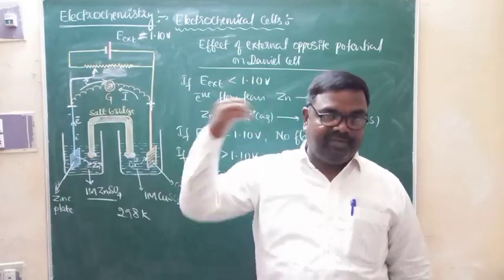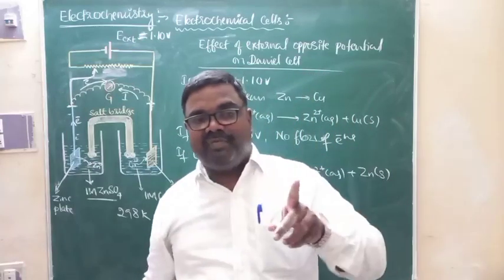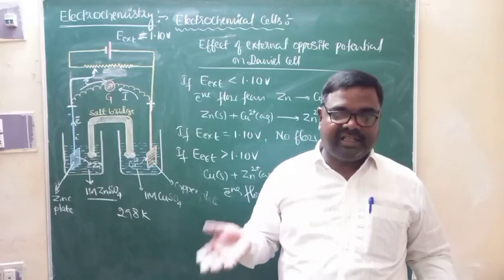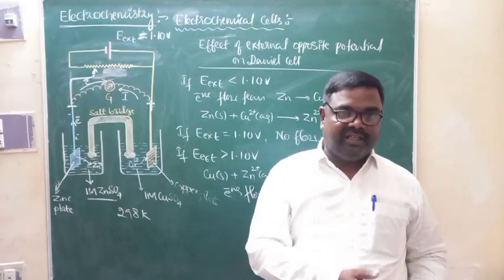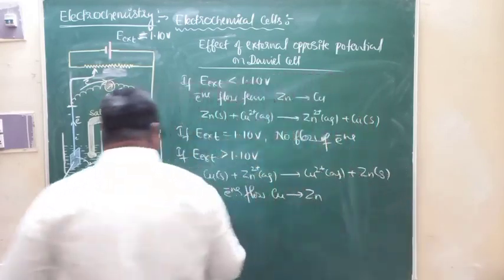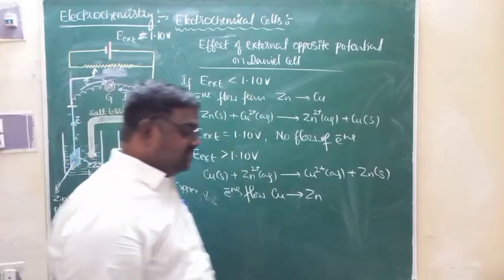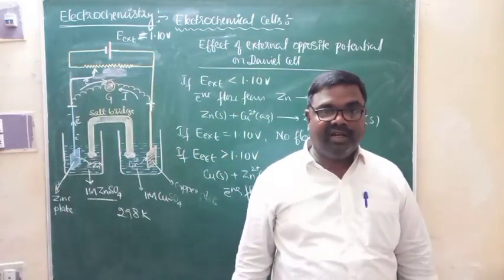If external opposite potential is greater than standard cell potential of any galvanic cell, then that galvanic cell is converted into an electrolytic cell, you have to write. And of course, look here, electron flows from copper to zinc. So this is what we call the effect of external opposite potential on Daniell cell. It can happen, right? Yes.